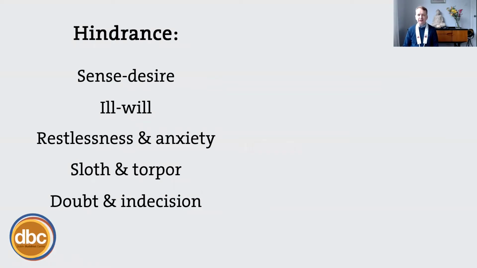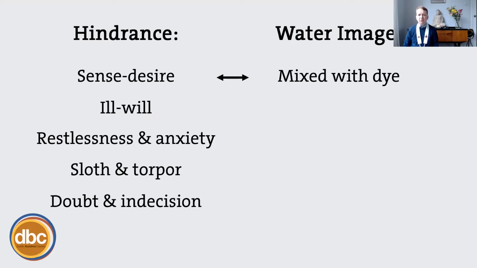The Buddha gave these 5 images. So these are the 5 hindrances. And he gave 5 water images, one for each of them. So he said the first one, sense desire, is like water mixed with dye. So you have your clear, pure mind just flowing. And then when you bring in sense desire, it's like pouring in colored dyes into the water.